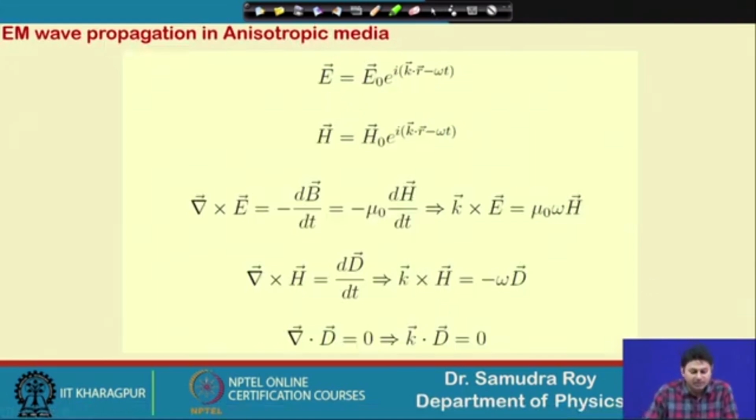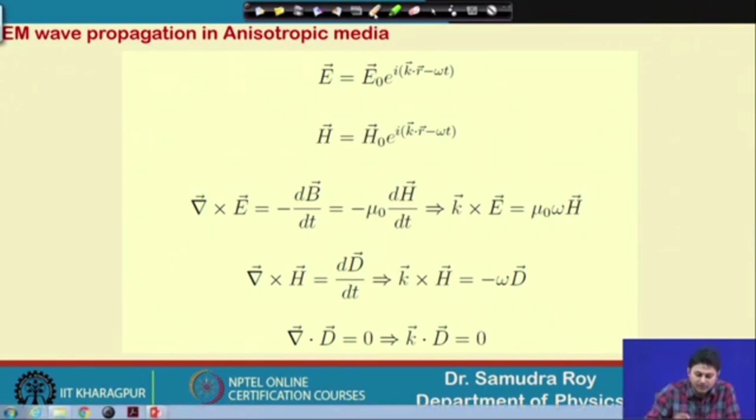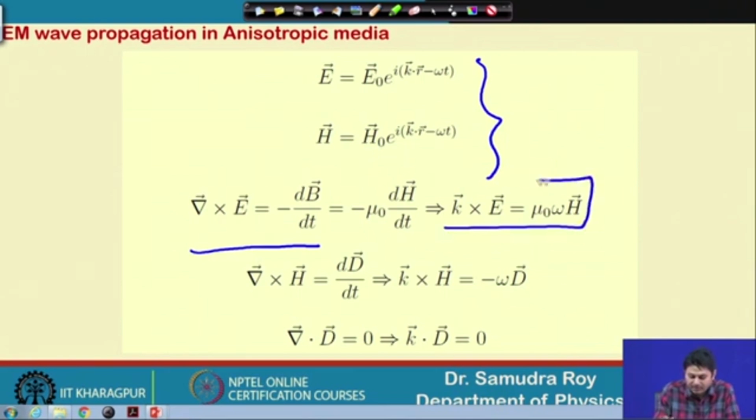Okay, now finally we would like to understand how the wave is propagating in an anisotropic medium. That is a very important thing, because it is not trivial. Some things are not trivial. So, let us start with our electric and magnetic field vectors, which are these two, and then I use Maxwell's equation, and from this Maxwell's equation I can find one expression that k cross E is equal to H.